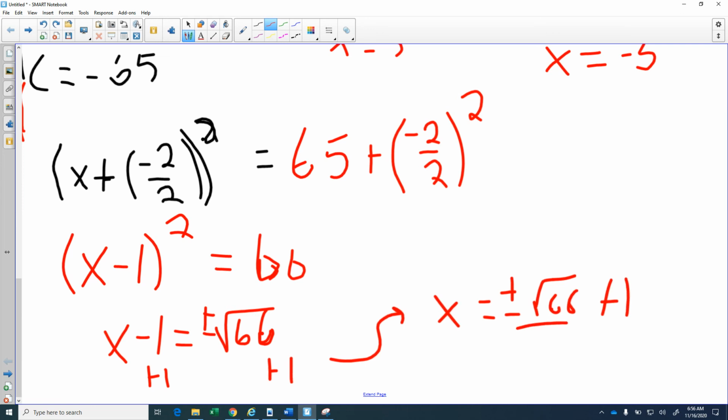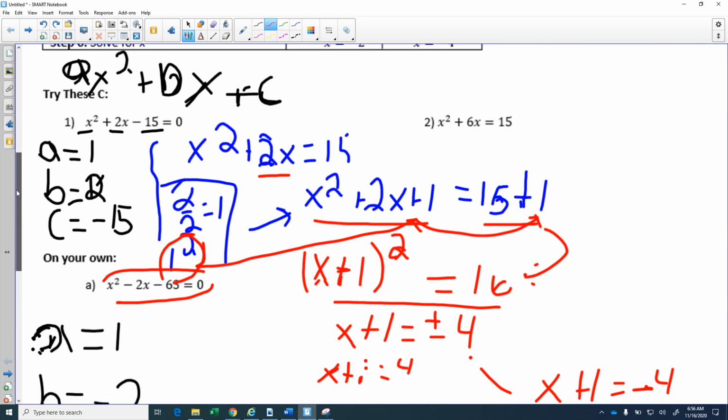Now, notice how I left it in that square root form. Truthfully, you could simplify that, but honestly, it would just become a decimal anyway. So if you leave it in that form, it's perfectly fine. Okay? But that's kind of the process we got going on. That's completing the square for us. We're going to work from the top all the way to the bottom using these values.